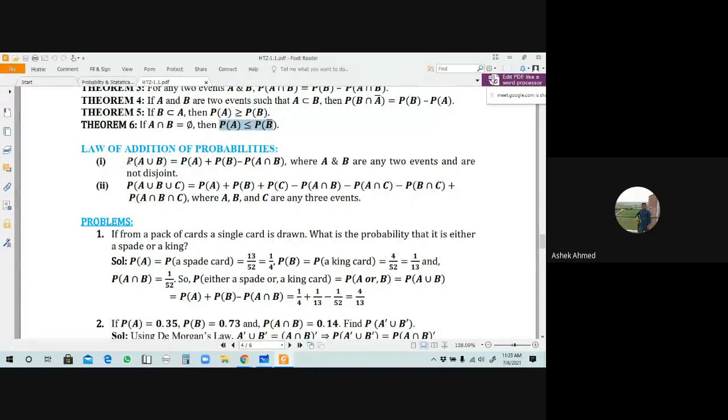Now we will see some formulas. These formulas are very, very important here. Probability of A union B.